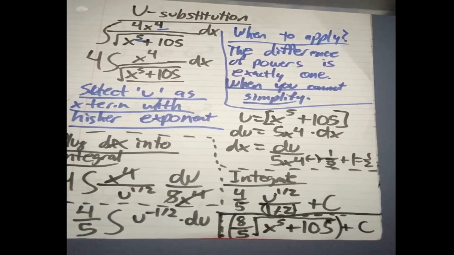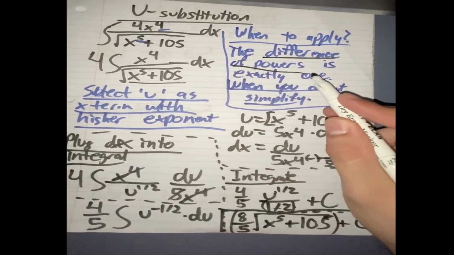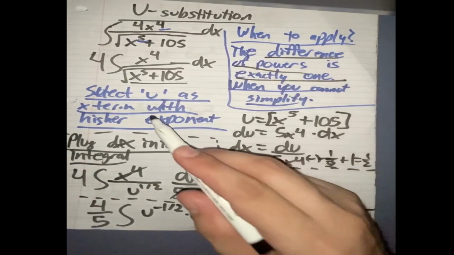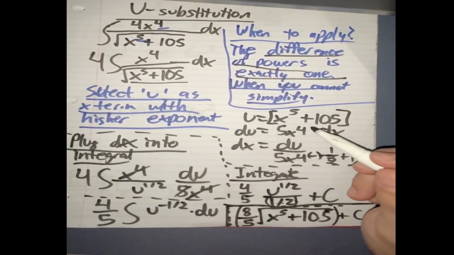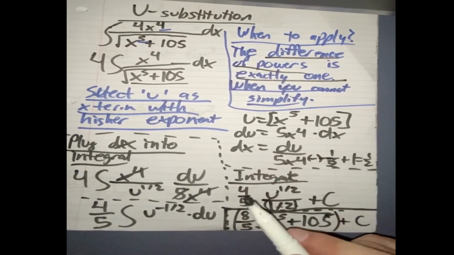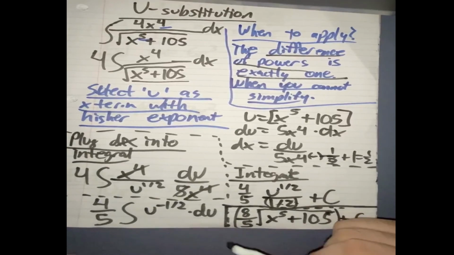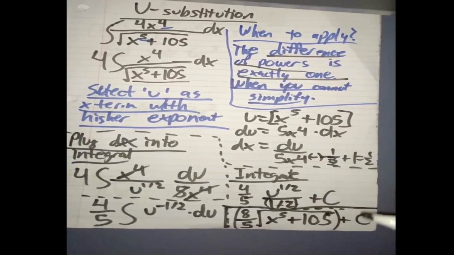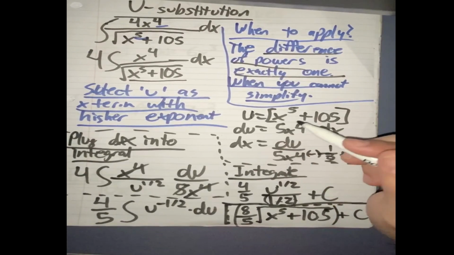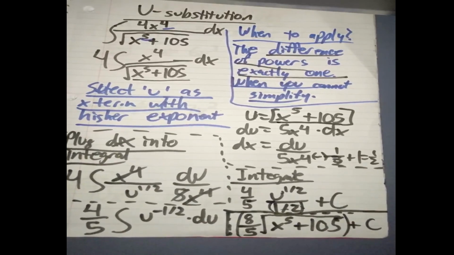So the key steps for u substitution: apply it when the difference of powers is exactly 1, because that's how you know the derivative of your u term with the higher exponent will cancel out the other one, which is what you want. You don't want anything left with x. Afterwards, you take the derivative, you integrate with respect to everything in u terms, and then once you do that, you plug the x terms of whatever your u variable was back into the function. And that's how you apply u substitution.